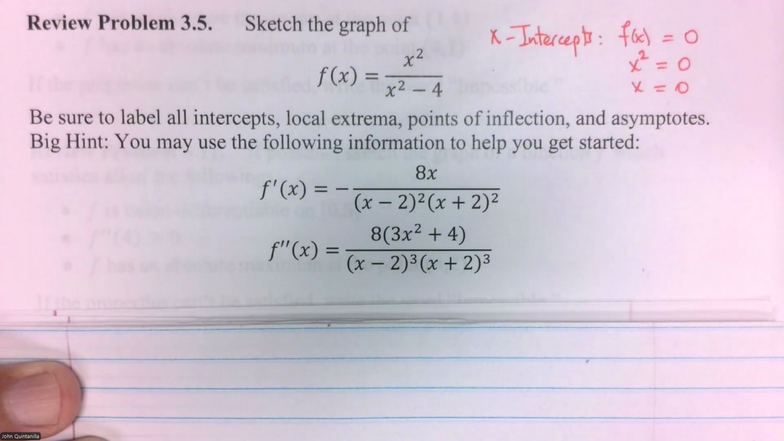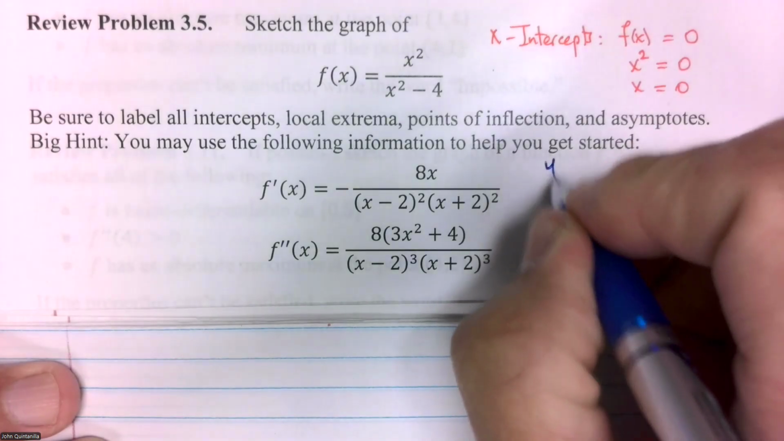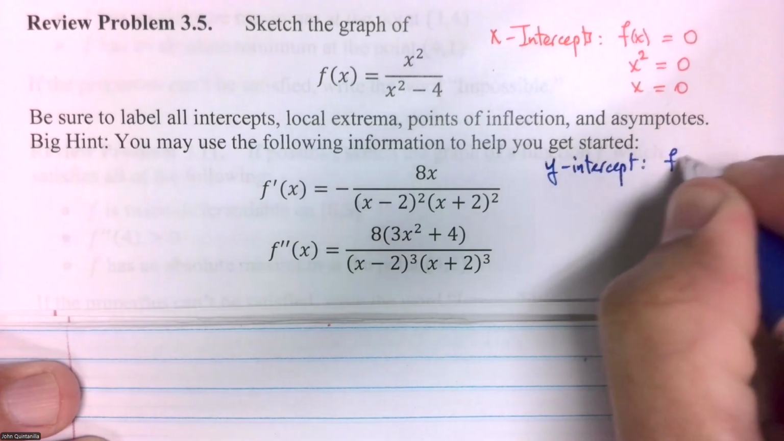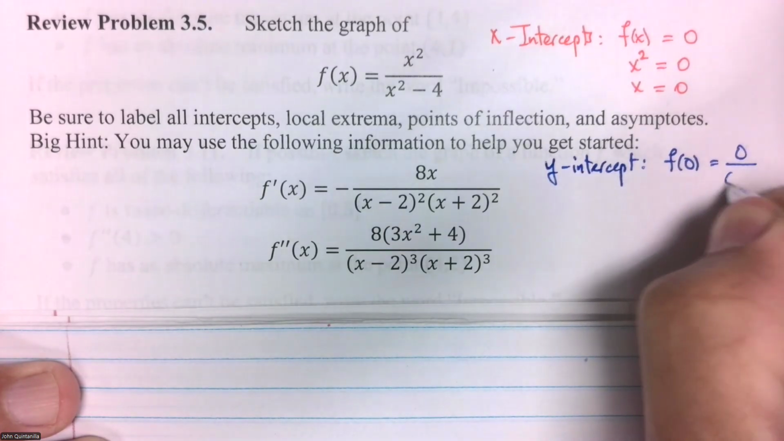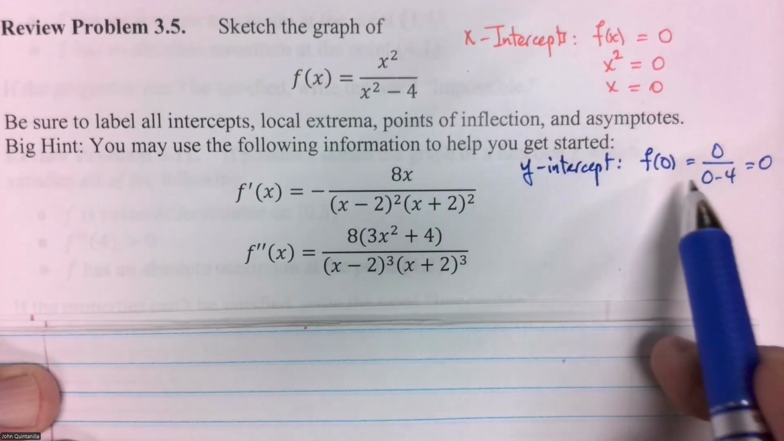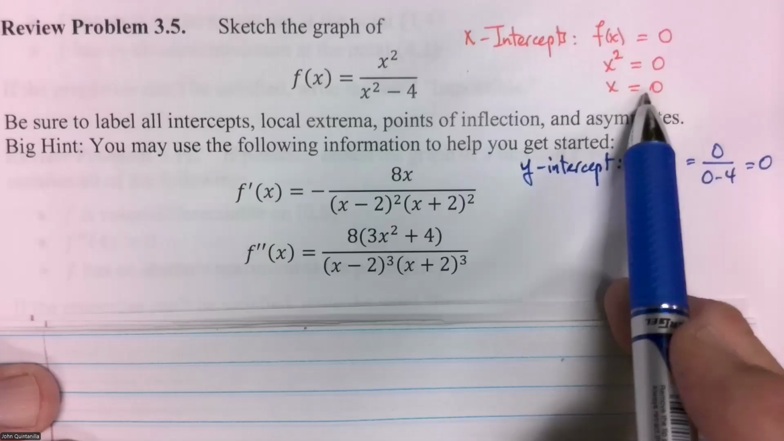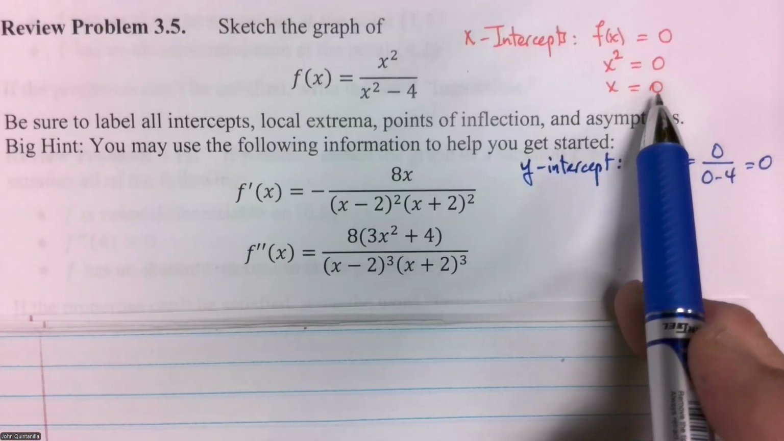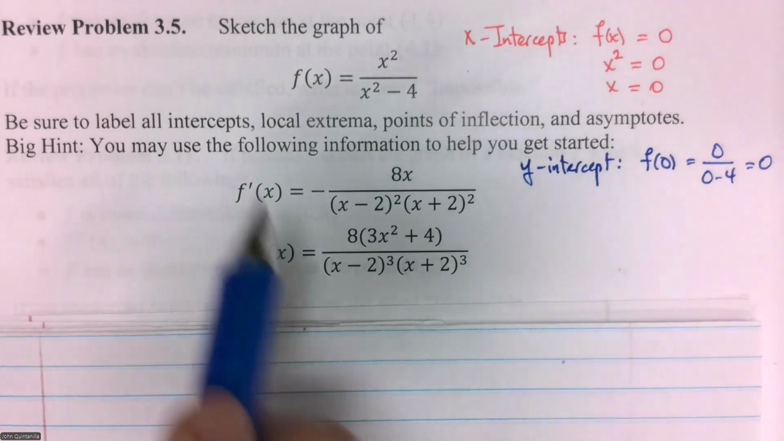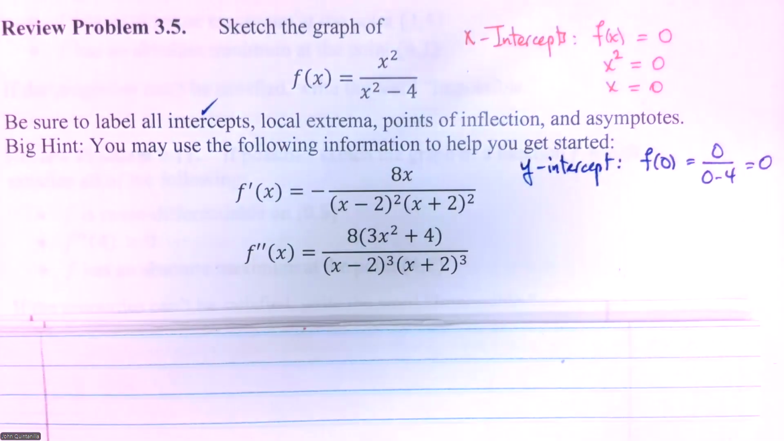Now, it's redundant in this case, so I don't need to do this, but I'll do it anyway. To find the y-intercept, we plug in 0. So f of 0 is going to be 0 over 0 minus 4, and that's 0. So that's redundant. I already knew that the point (0, 0) was on the graph. I did that here for the sake of completeness. Okay, so that's intercepts.